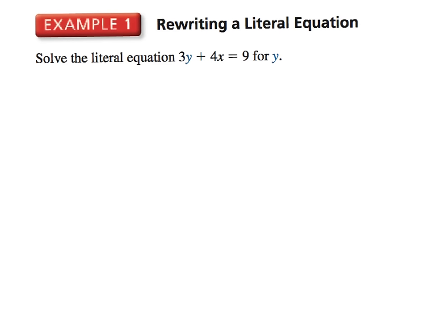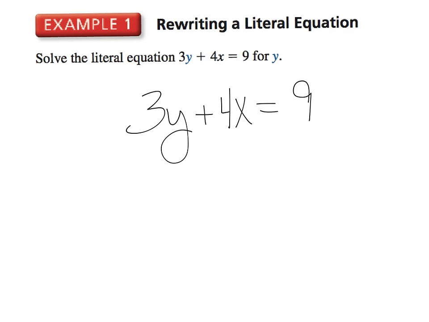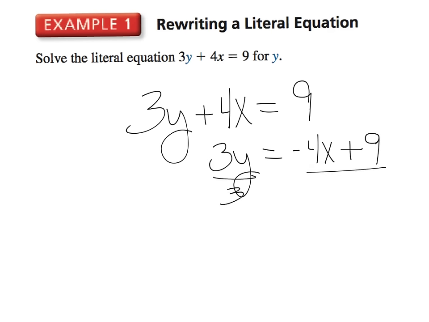All right? If you did it correctly, this is what you get. I'd first subtract the 4x to the other side. Now, you could have negative 4x plus 9, or you could have 9 minus 4x. Either one of those would be acceptable. I then divide everything by 3, which gives me y equals negative 4/3 x plus 3.